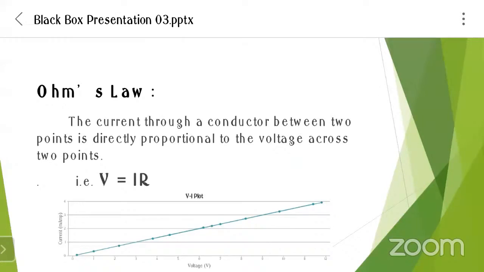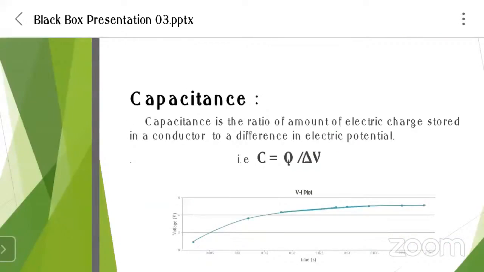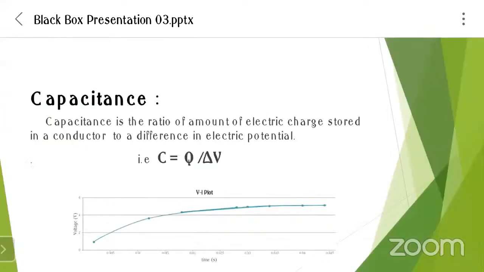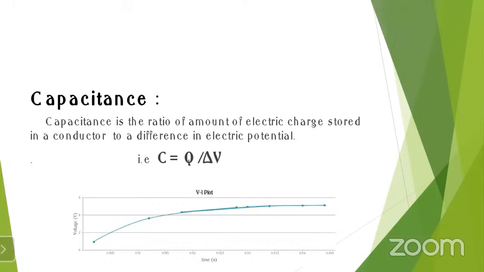Other possibilities are that the unknown device may be a capacitor. For that, in an actual laboratory, we have to use a CRO, but virtually there is direct changing of frequency, so there is no need to bother about CRO connection. Capacitance is the ratio of the amount of charge stored in a conductor to a difference in electric potential, which means capacitance is inversely proportional to the change in voltage.